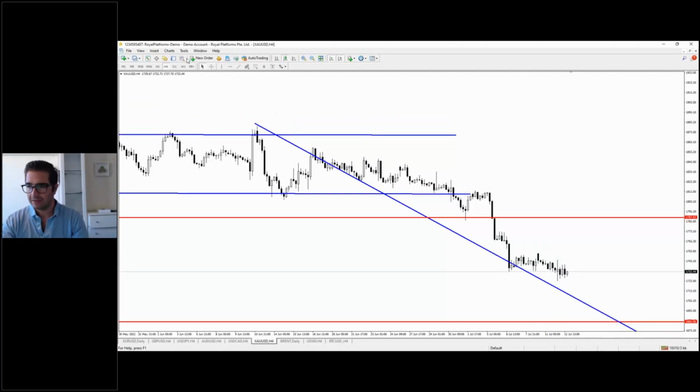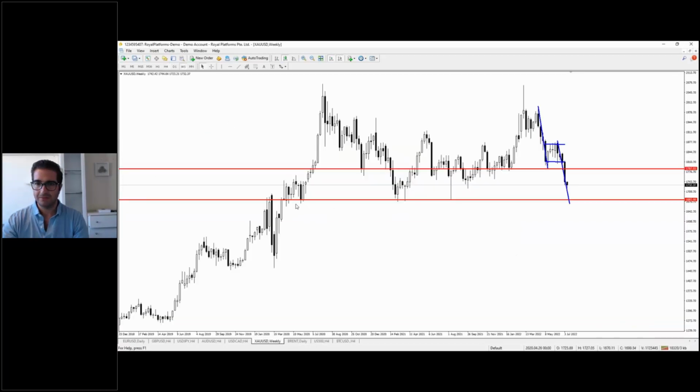Why 1682? If I go back in time, we have a strong support here. We have 1, 2, 3, 4 lows. So this is why I picked this as the next key support level.